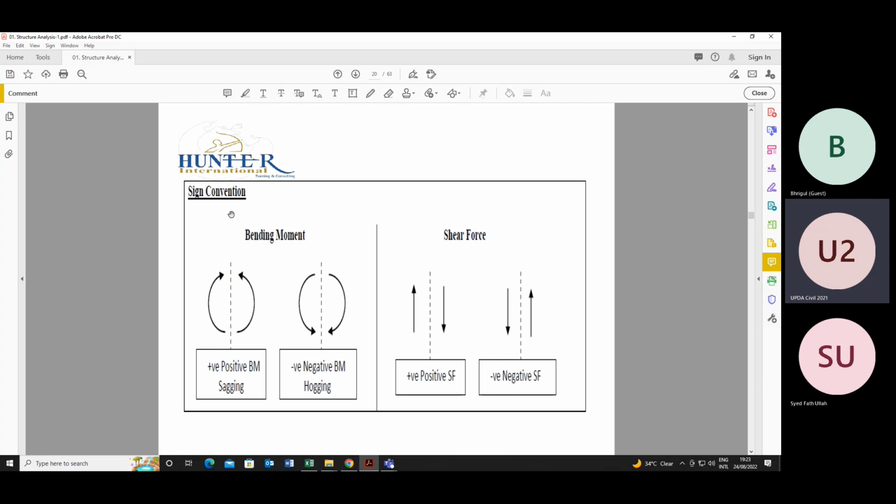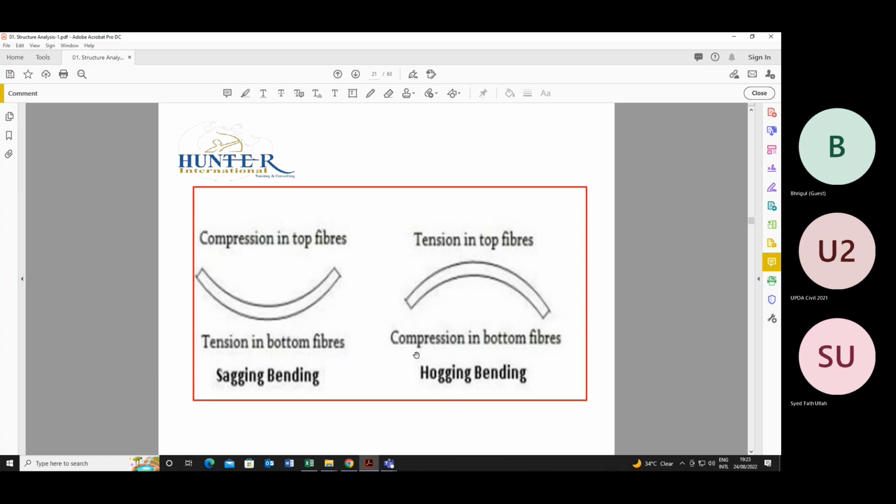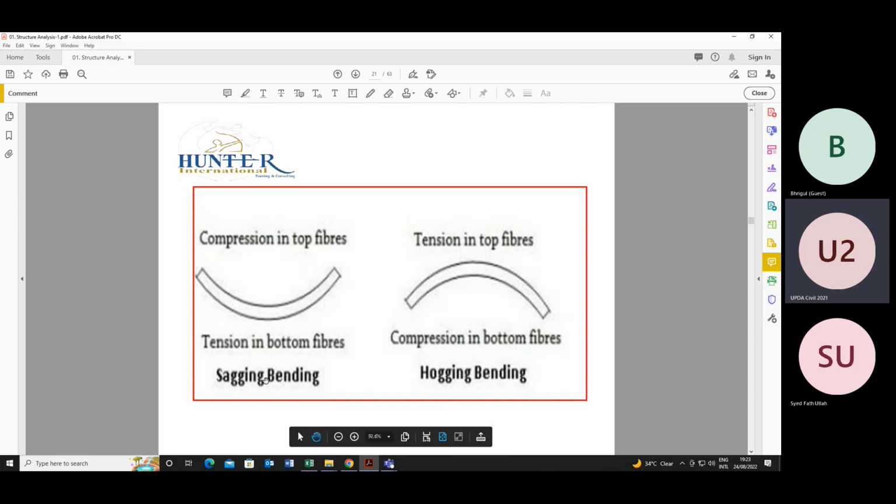Again, same thing we discussed before: the sign convention for bending moment and shear force. The same thing is shown here as well. Compression on the top fiber, tension in the bottom fiber. So the two types of bending are sagging and hogging.